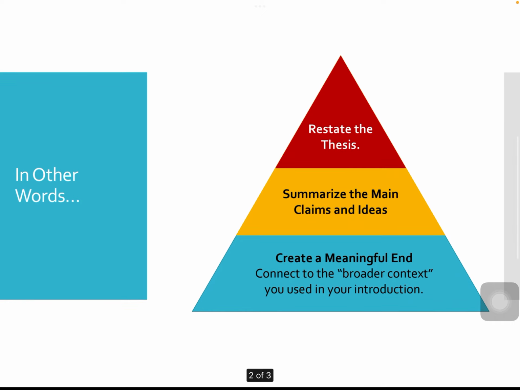So if you look at my little diagram here over on the right, it looks just like the one we had for introduction, just reversed. We're going to start with restating the argument we made over the course of the paper. So that's what I have right here in red. The next part in the yellow is where we're going to summarize those main claims. And then we're going to end with this big blue part, which is how do we bring it to the broader context? How do we create that meaningful end? That's where we kind of leave our audience with something to think about.